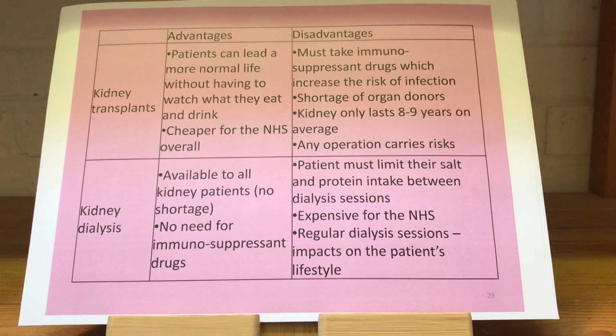Okay, so if someone is unable to have a new kidney because they're on the donor list, they will be having kidney dialysis. And this is available to everybody who needs a new kidney, which is good news. And there's no need for immunosuppressant drugs. I'll explain about those when I talk about the transplants.